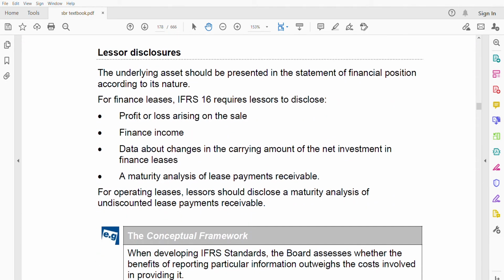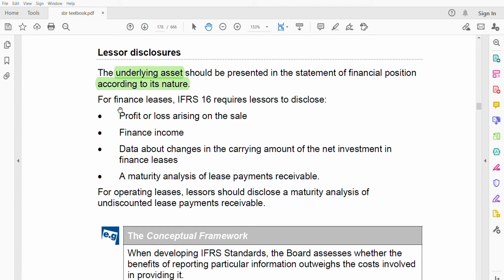Now lessor accounting. Lessor is a small part, okay? For lessor we don't have so much, like in lessee. Lessee was deep. Lessor disclosure, okay? The underlying asset should be presented in the statement of financial position according to its nature. Definitely, you have that asset with you still, so it has to be presented in the statement of financial position. Why did they say according to its nature? It could be a finance lease, it could be an operating lease. If it is an operating lease, how should it be presented? If it is a finance lease, how should it be presented?